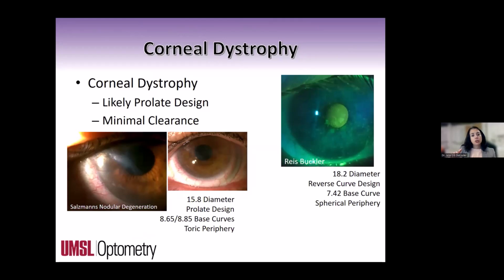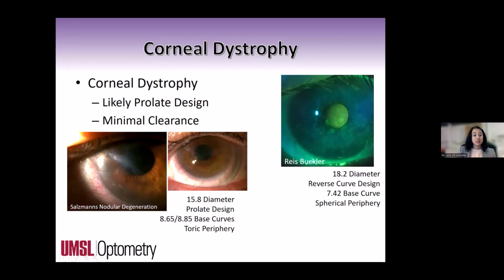Think about ocular surface health, right? A lot of these patients are dry, have some issues with the ocular health. You might have to consider different filling solutions for them to address any dryness or issues they have. This one has Salzmann's, small diameter prolate, kept it close, nice and flat here. This is a very large lens. This patient has an 18.2.